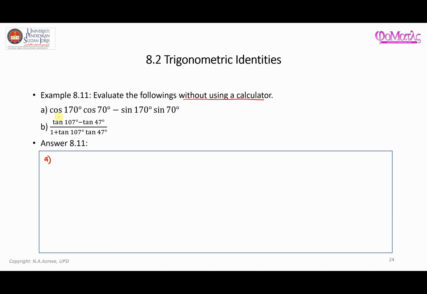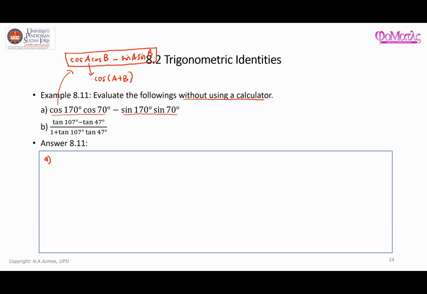So what we have is cos 170 degrees times cos 70 degrees minus sine 170 degrees times sine 70 degrees. So this actually has the look of cos A cos B minus sine A sine B. And I hope that you can recognize that this is just cos A plus B. So this is the formula for the sum of two angles related to cosine function.